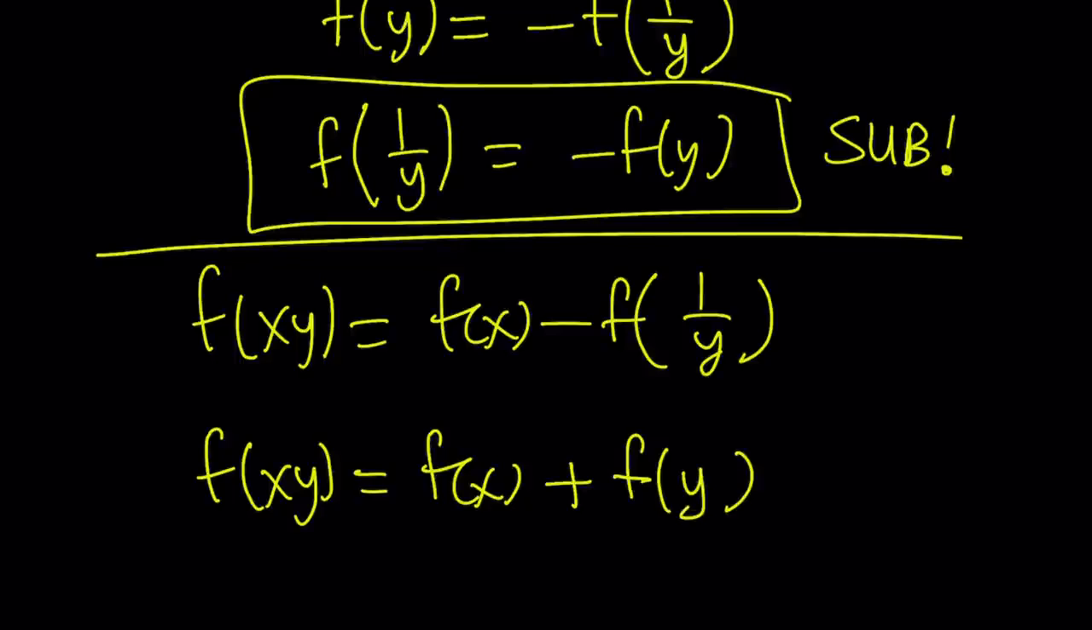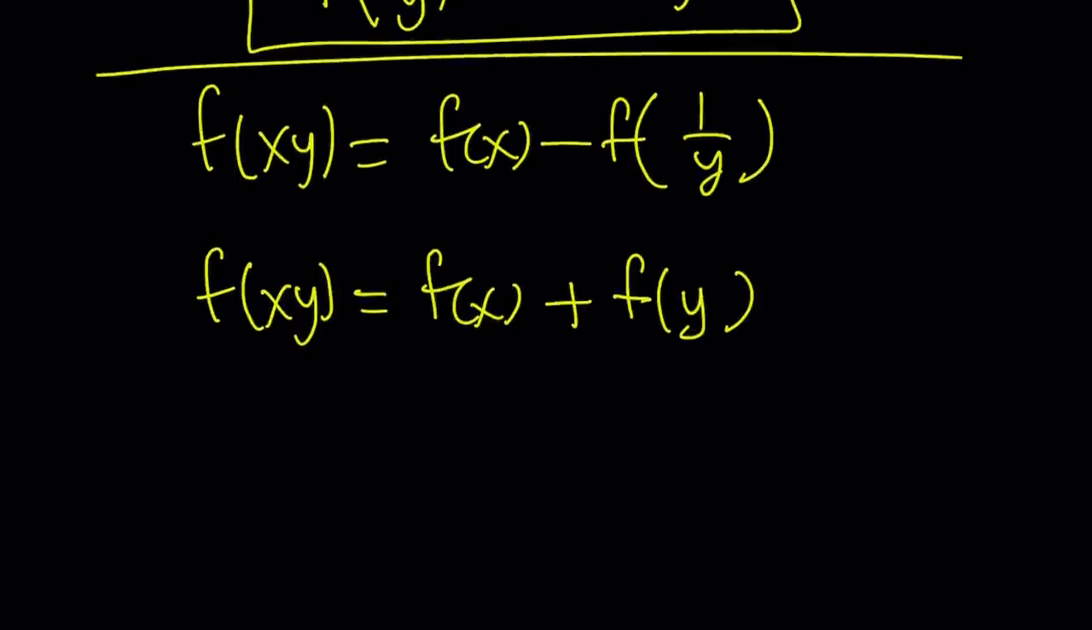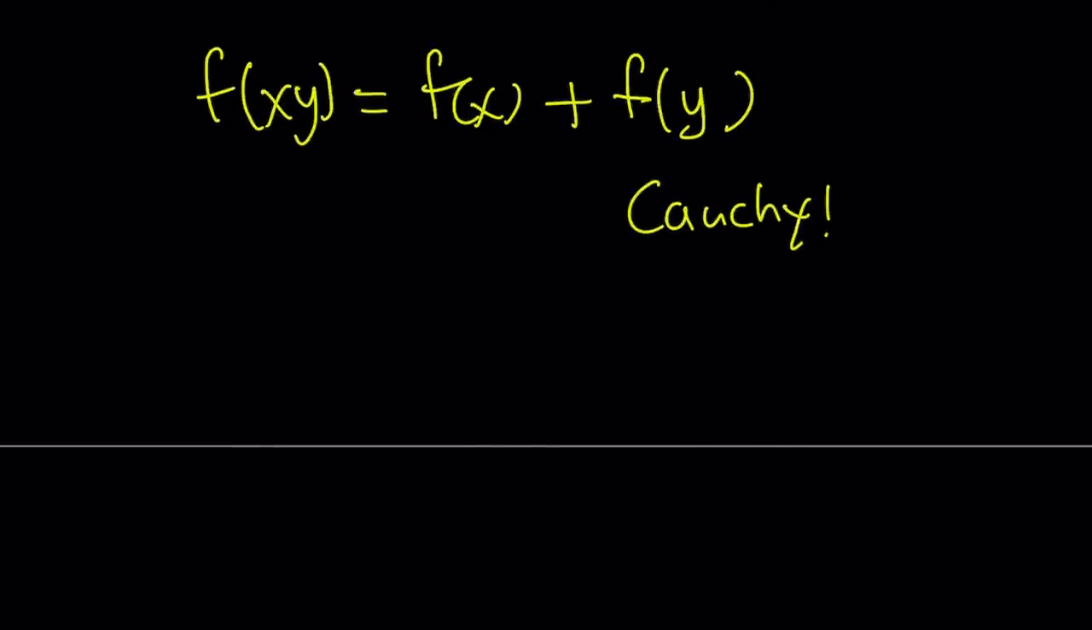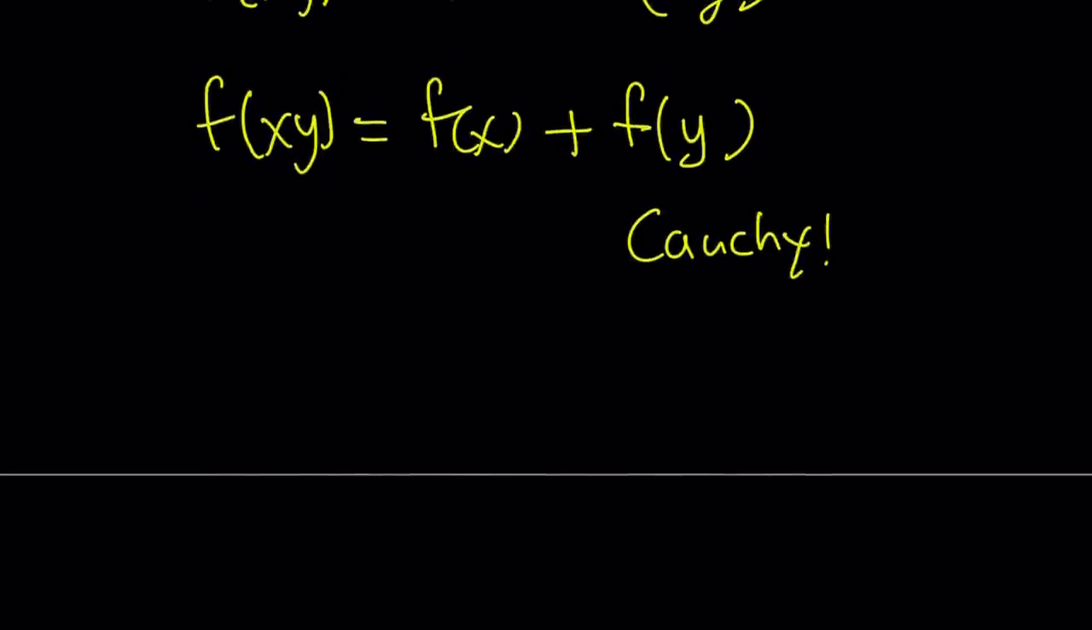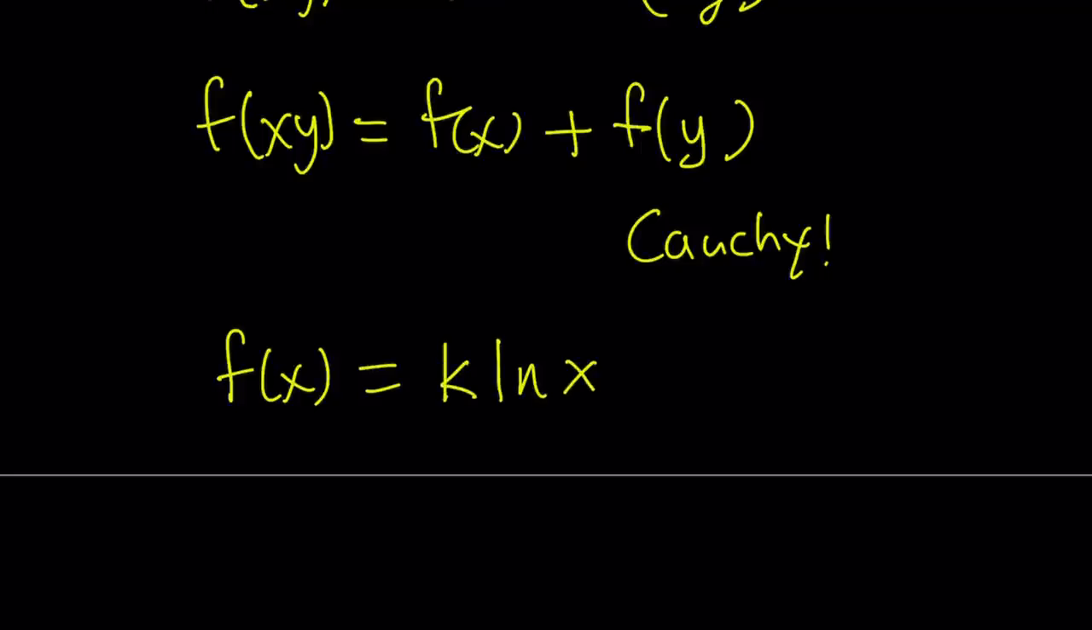So this gives us something very interesting. F of xy equals f of x plus f of y. Yay! We got Cauchy. Awesome. So Cauchy tells us that if this function is continuous, so on and so forth, it has some nice properties, then it has a good solution. And the solution is going to be f of x equals k times ln x. And remember, the x values are always positive because the domain is positive real numbers, and this is going to be well defined.